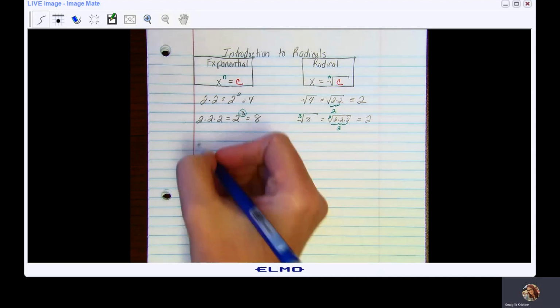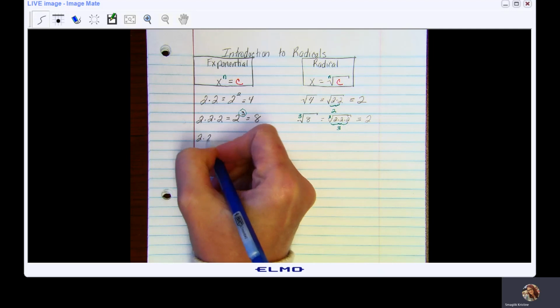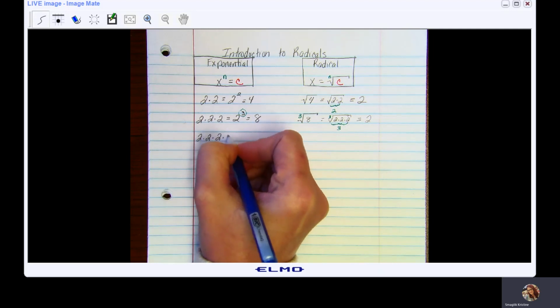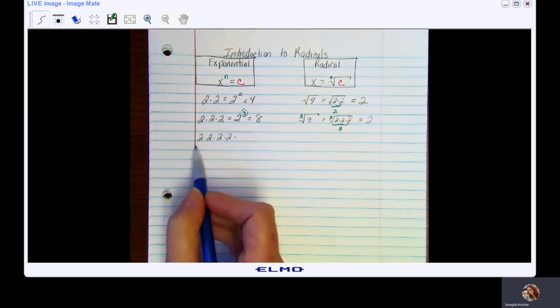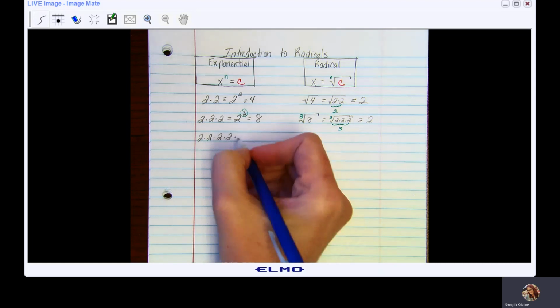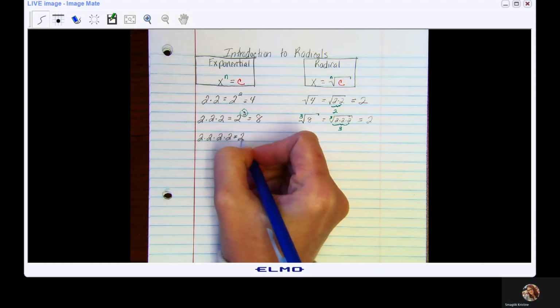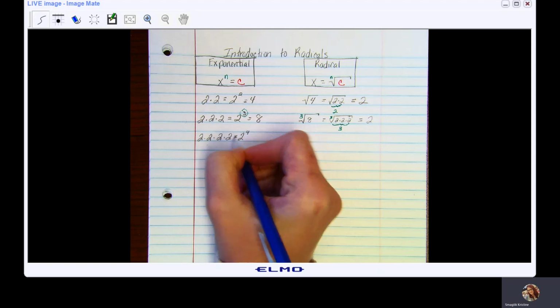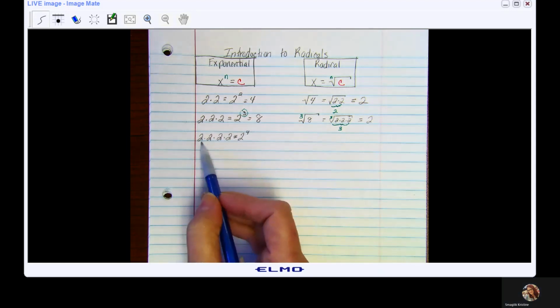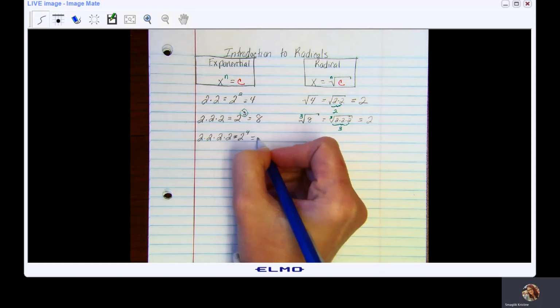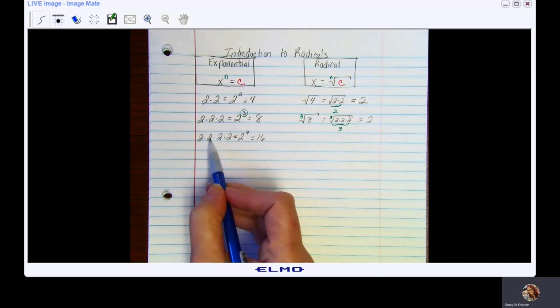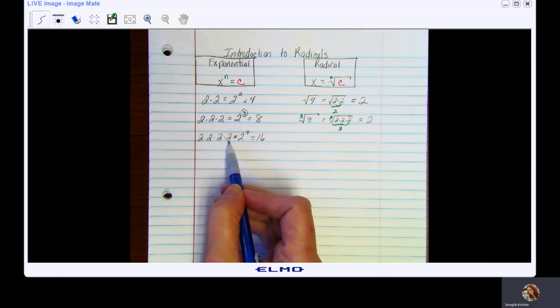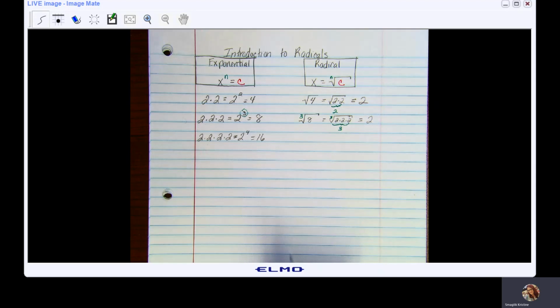Now let's go 2 times 2 times 2 times 2. So we've taken 2 and multiplied it by itself 4 times. So that equals 2 to the 4th. 2 to the 4th equals 16. 2 times 2 is 4, times 2 is 8, times 2 is 16. 2 to the 4th is 16.